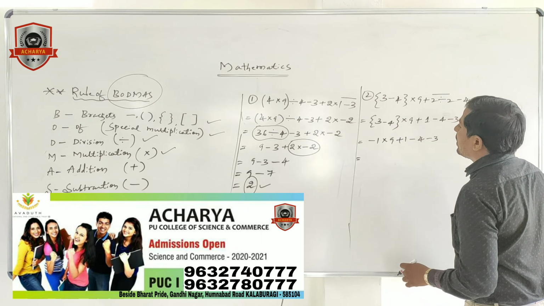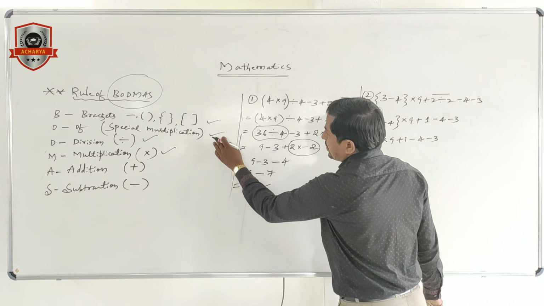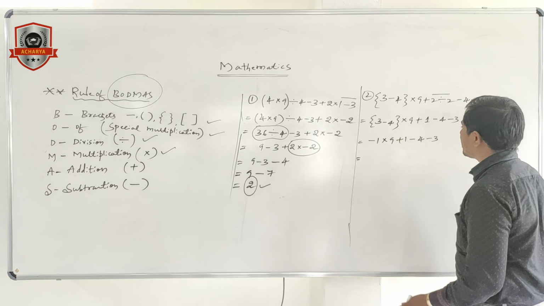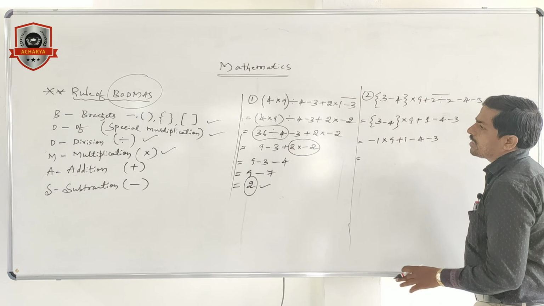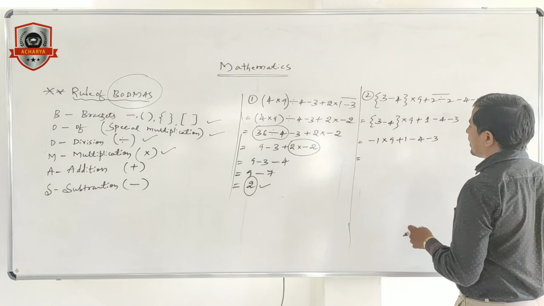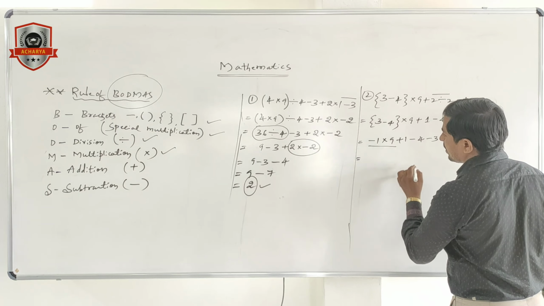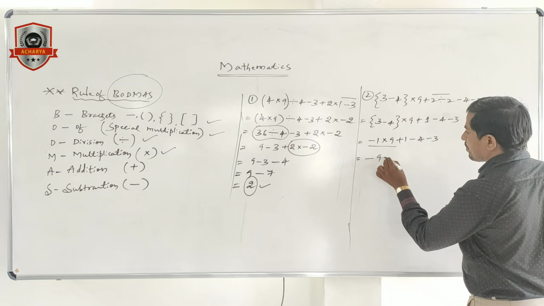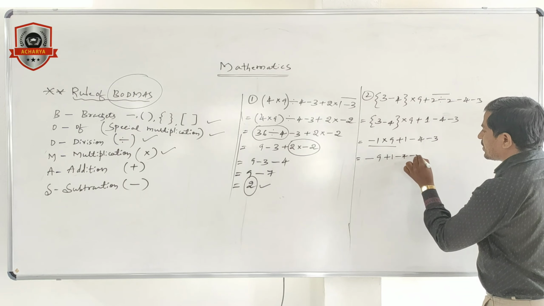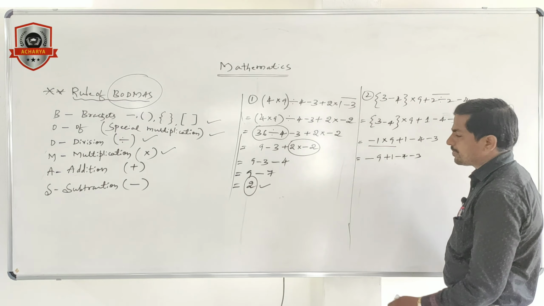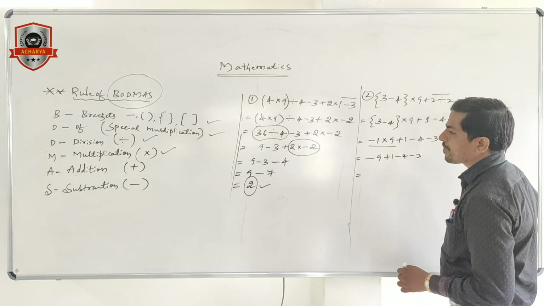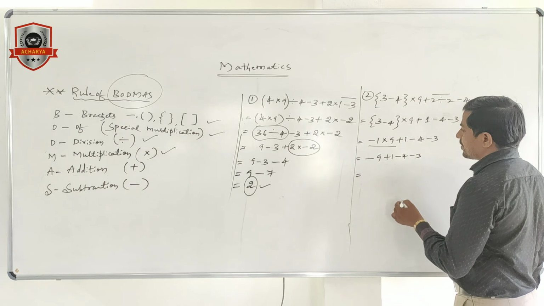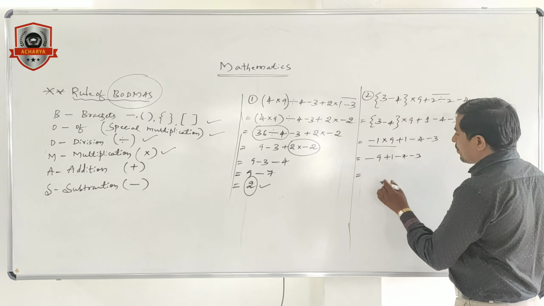Okay. The bracket is over. Special multiplication is not given. Division, is there any division symbol? No. Then go to multiplication. Yes, definitely the multiplication is given. This one: minus 1 nines are minus 9, plus 1 as it is, minus 4 as it is, minus 3 as it is. Then addition. The plus sign, only one we have.